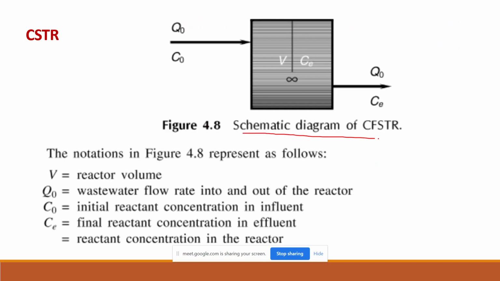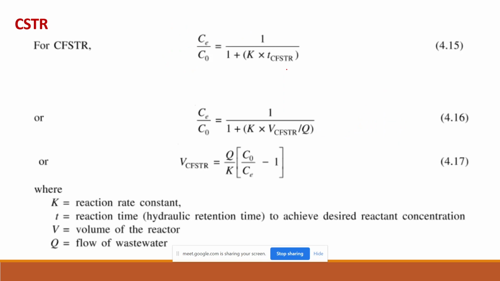Now this is a schematic diagram of a CFSTR, that is a continuous flow stirred tank reactor. V is the reactor volume. Q naught is the flow of the influent, that is the wastewater which is going inside, and the inflow will be equivalent to the outflow. So both are represented by Q naught. C naught is the initial concentration of any component or reactant in the inflow, and Ce is the outflow concentration. Right? So this is just a simple representation of a continuous flow stirred tank reactor.